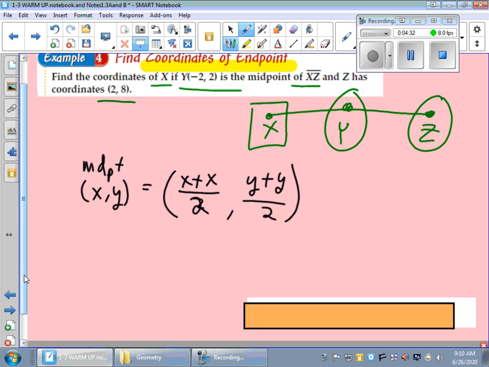And then we're going to work backwards through the equation. So again, in this case, they give us the midpoint. So that was what we have for y. Y is the midpoint. That's the middle. So we go up here and we get that y is negative 2 comma 2.